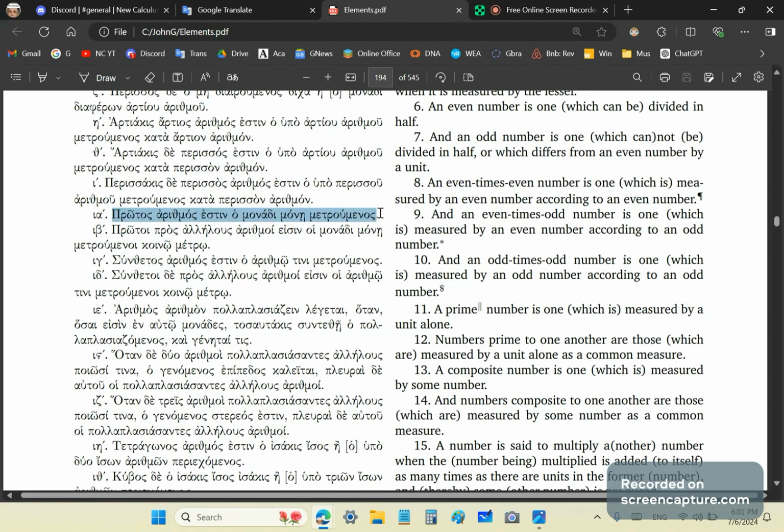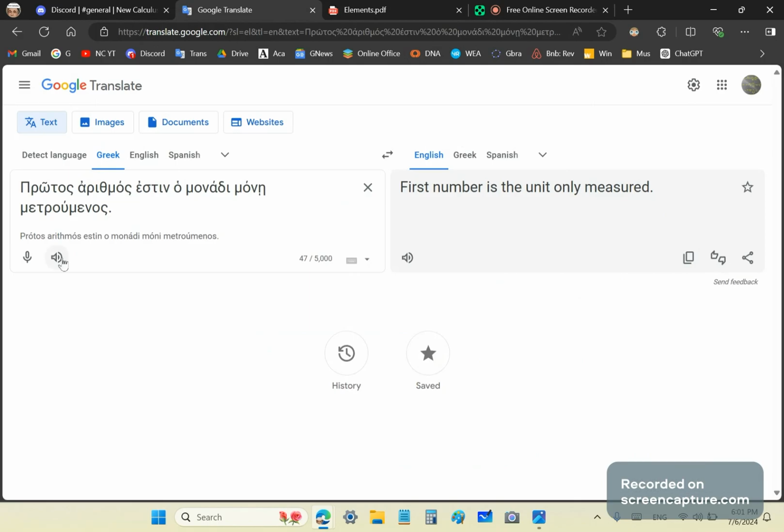It says, Πρῶτος ἀριθμός ἐστιν ο μονάδι μόνῃ μετρούμενος. And that means first number is by the unit only measured.